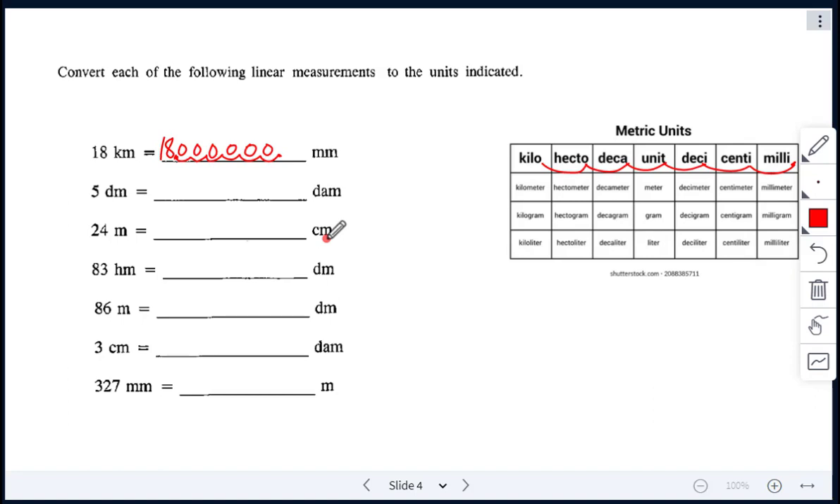So that's what it looks like, 18 million millimeters. Okay, let's try the next one. We have 5 decimeters, and we need to convert it to decameters. If we look here, decimeters is here. We need to move to decameters, so 1, 2 to the left. If I put my 5 right here, the decimal place is right here currently. I need to move 2 to the left. So 1, 2, I put my decimal place here. The answer is 0.05.